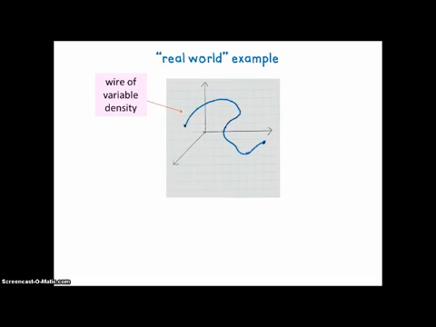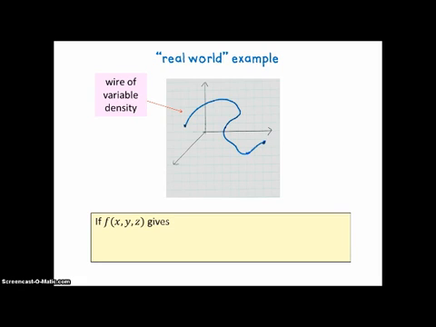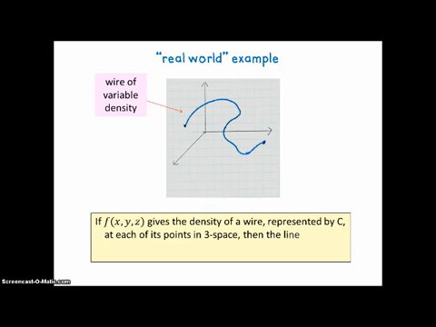Here's a real-world example. Let's say we have a wire of variable density bent the way this curve is shown. If f of xyz gives the density of the wire represented by curve C at each of its points in 3 space, then the line integral along the curve of the density function ds, so we're multiplying by instantaneous changes along the curve, will compute the mass of the wire. That's about as real world as I'm going to get in this lesson.